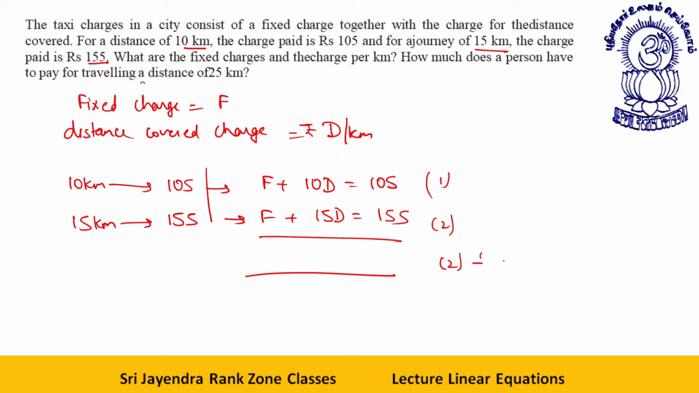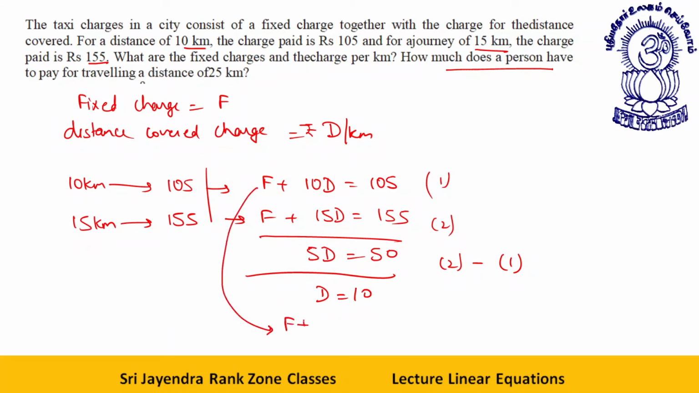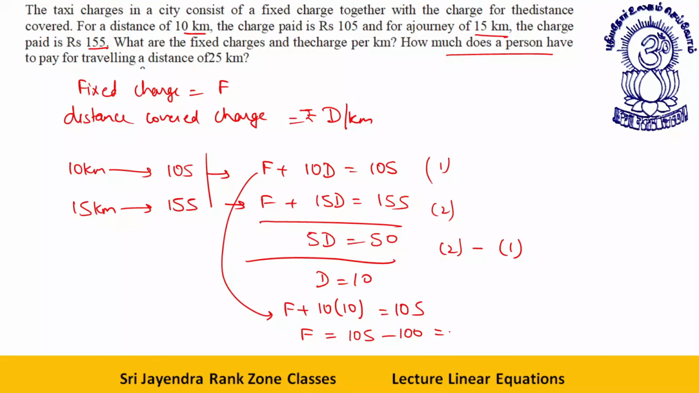If I do 2 minus 1, cancel, 15D minus 10D, 5D is equal to 155 minus 105, 50. D is equal to 10. Now if I put this value over here, F plus 10 into 10 is equal to 105. Therefore, F is equal to 105 minus 100, that is equal to 5. So you get F is equal to 5.